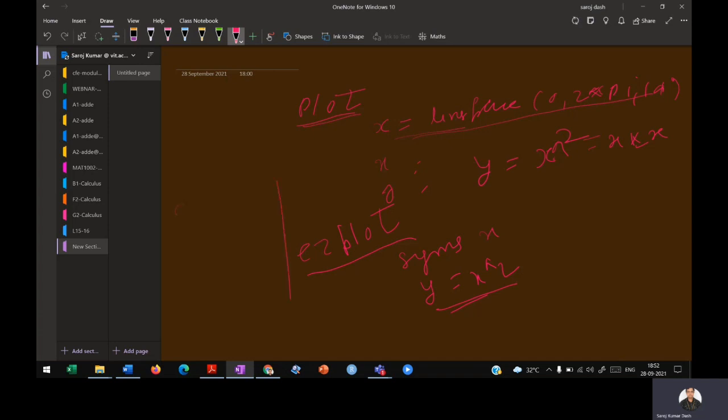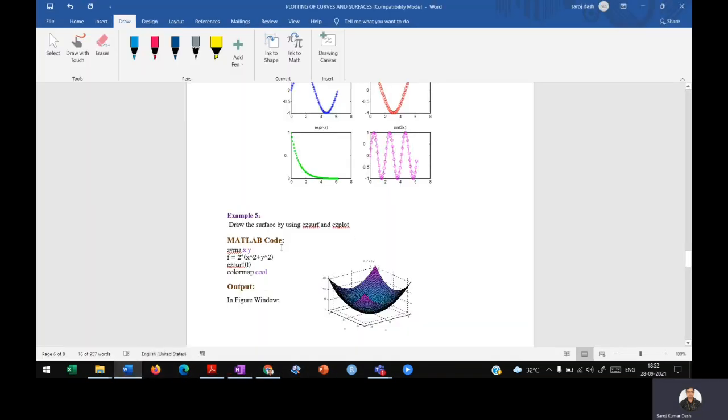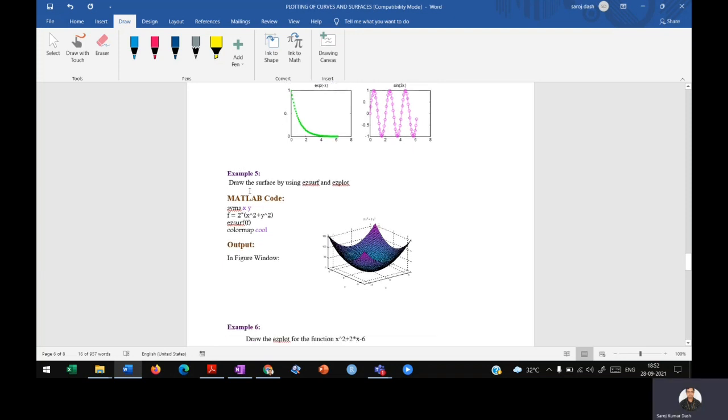Similarly, for surface, when you use surf, you have to define x and y values, and then you have to make a meshgrid. I will explain. And when you go for ezsurf, there is no need, just define symbols and do it. For example, we are using ezsurf. So for ezsurf or ezplot, we have to define symbols first. Suppose in ezsurf we are using the symbols x, y. So we defined the symbols x and y.